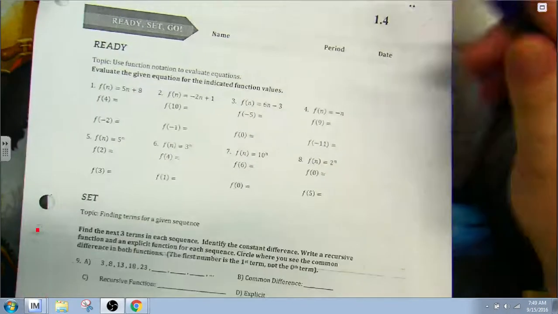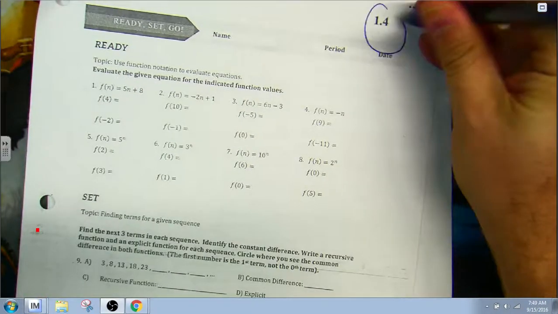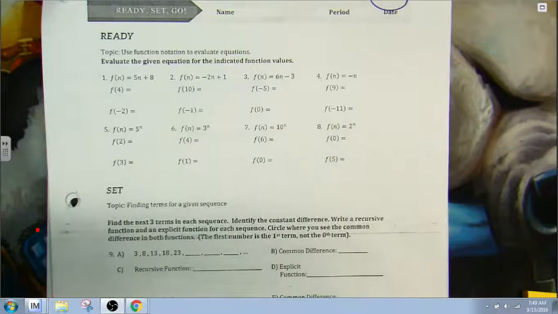Section 1.4's. There it is, right in the corner. Section 1.4 is homework helper. I'm going to go over the last one we have this week before we have the test tomorrow. So let me go over some of the things you're going to see in tonight's homework.